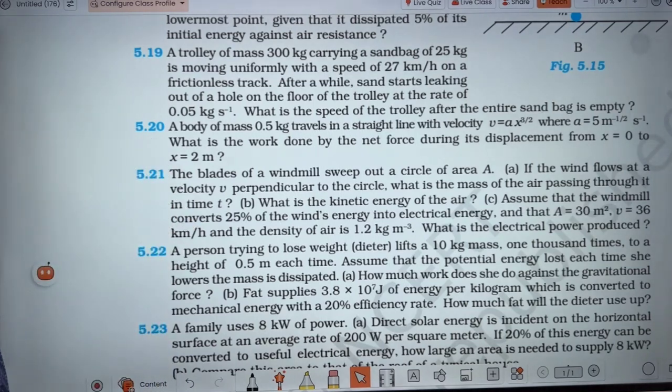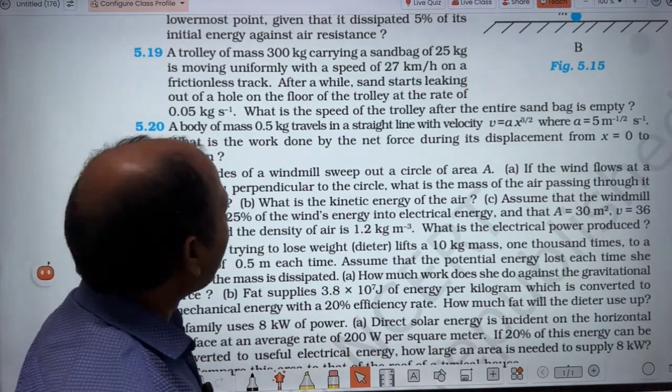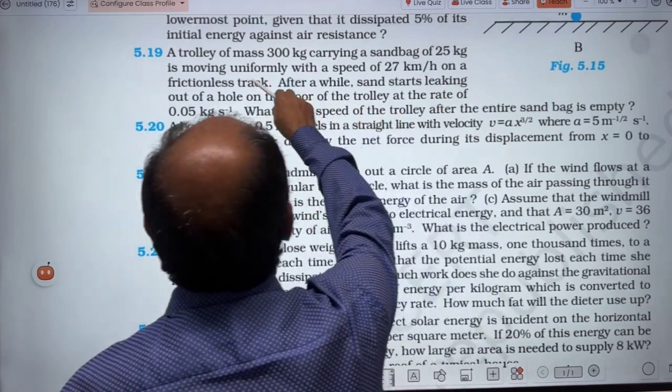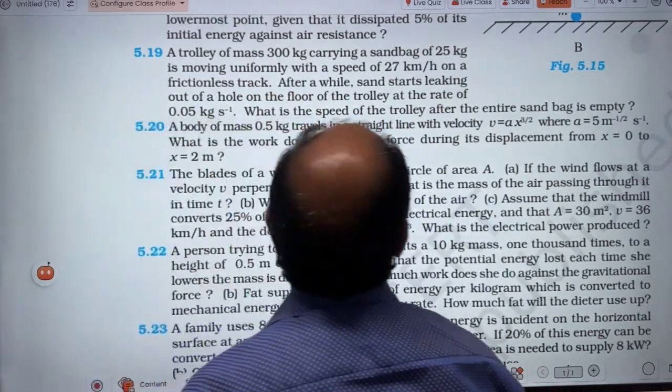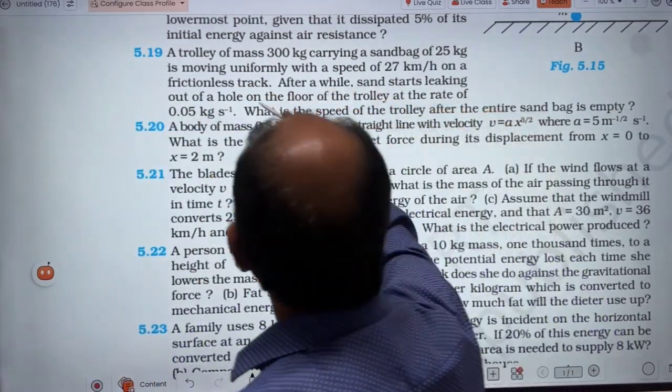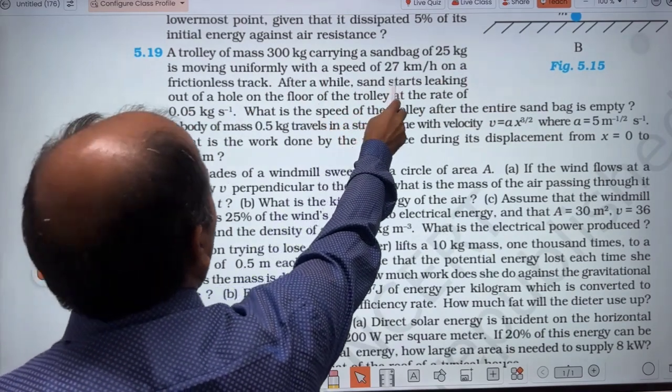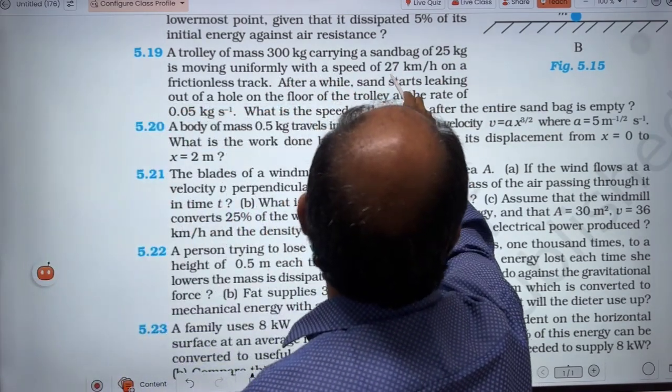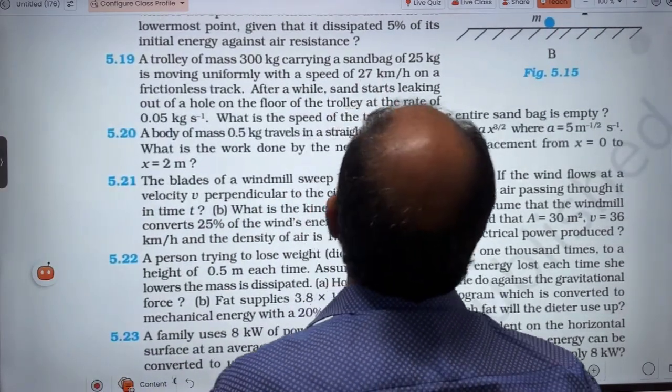Here there is one question, whether any external force is acting on the trolley. If you observe, there is no external force. Here the trolley is moving with uniform speed 27 km per hour.